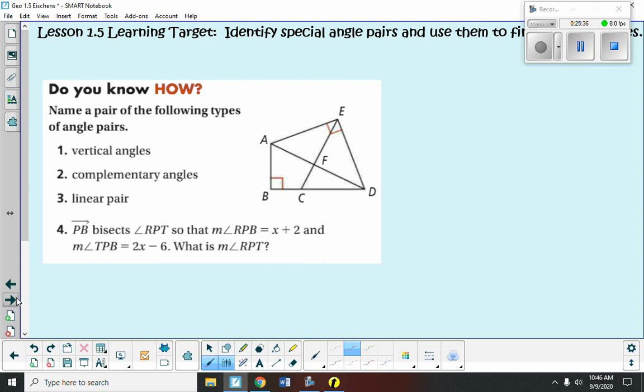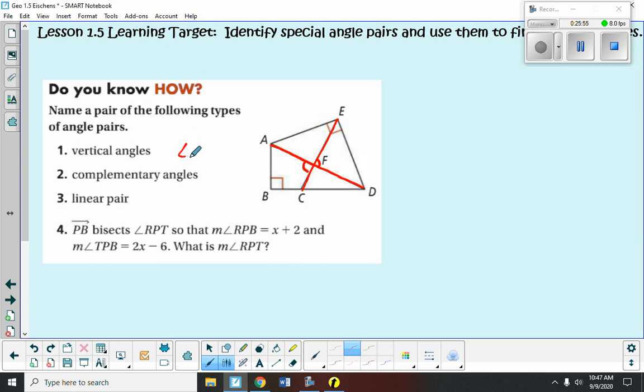Okay, a couple questions here. Name a pair of the following types of angle pairs. So vertical angles. Vertical angles are when we have two lines that cross. So here you have a line and here you have a line. Okay, so we have two sets of vertical angles. So this and this would be a vertical angle.